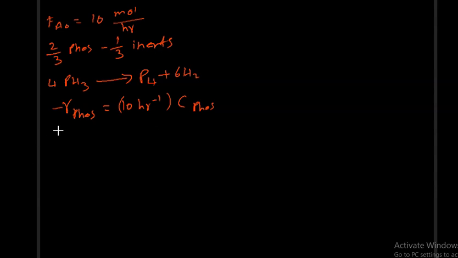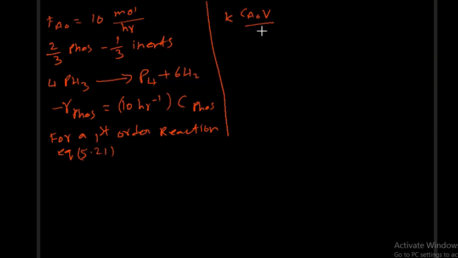Now here, for a first order reaction, apply equation 5.21. This is for a plug flow reactor. So we know that K Ca0 V divided by Fa0 is equal to (1 plus epsilon A) ln of 1 by (1 minus Xa) minus epsilon A Xa.